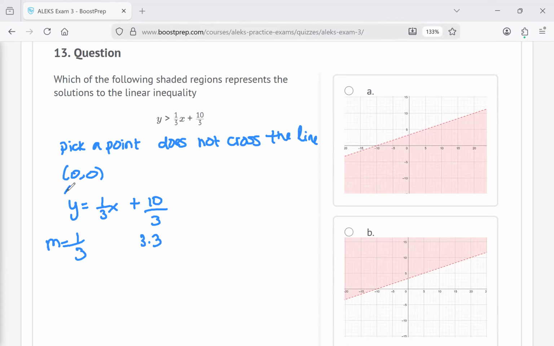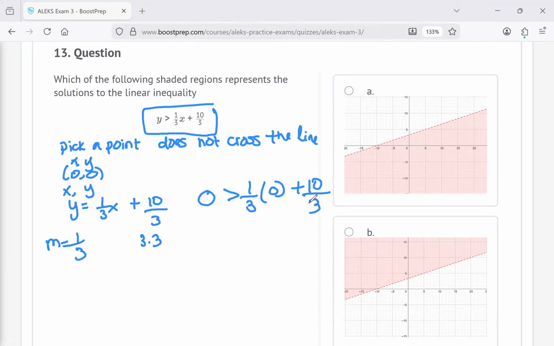So what I'm going to do next is, here's your x, here's your y. I'm going to plug it back into the inequality. So replace, here, I'll show you. Replace my y with 0, and then replace my x with 0, and then figure out if this statement is true. So this is 0 greater than, and then 10 over 3 is 3.3.